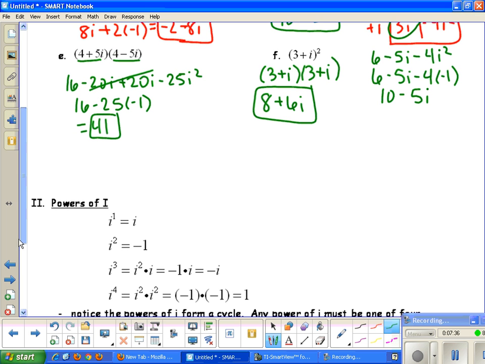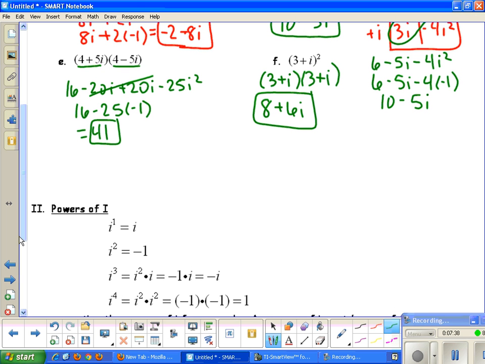The next thing we want to talk about are the powers of i. The powers of i start with i to the first power, which is just i. i squared, remember we said, is negative 1. i to the third power, we can simplify into i squared times i. Remember, i squared is negative 1, and i to the first power is just i. So negative 1 times i gives me negative i. And then i to the fourth power can be simplified into i squared times i squared. And remember, again, i squared is really negative 1. Negative 1 times negative 1 gives me 1.